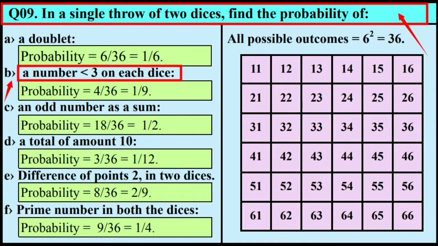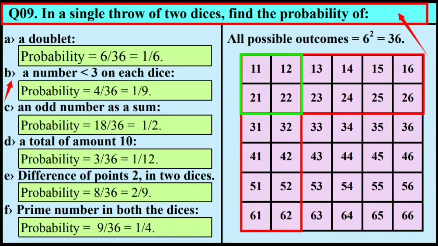Next question, number B. Find the probability of a number less than 3 on each dice. Observe the first two rows. First row says that the points obtained in first dice is 1. Second row says that the point obtained in first dice is 2. Observe the first two columns. First column says that the points obtained in second dice is 1, and the second column says that the points obtained in second dice is 2.